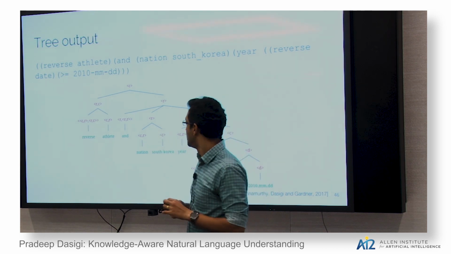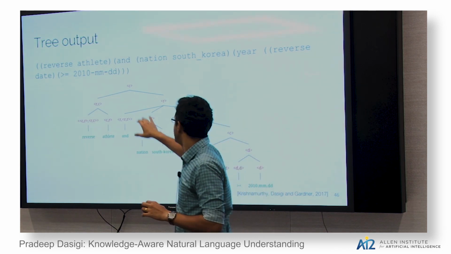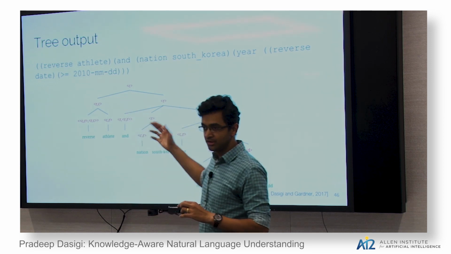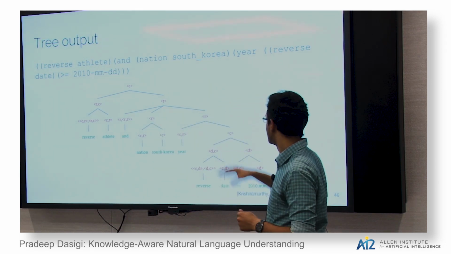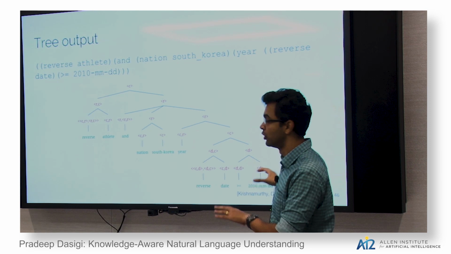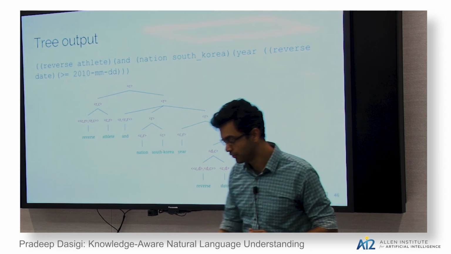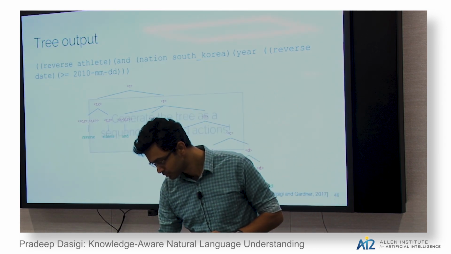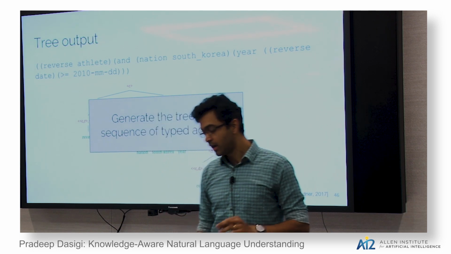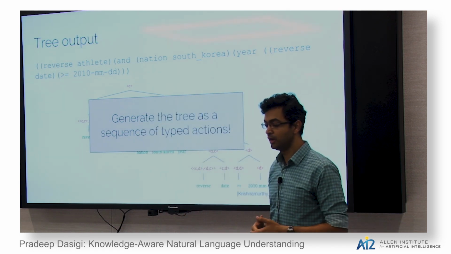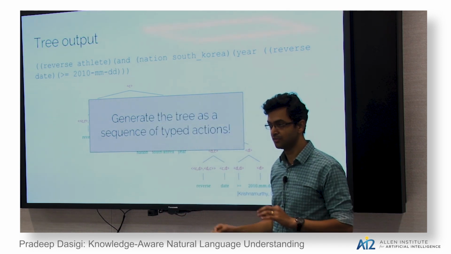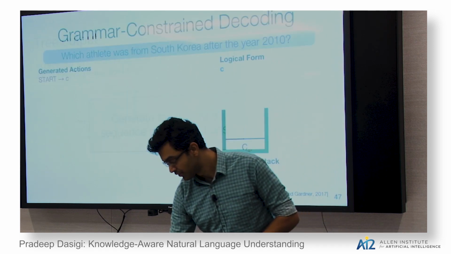elements is typed, and it can also be a basic type, which is again also typed. So given these types, we can generate a whole type tree as a logical form. Again, because we are using a decoder, we are trying to generate the whole tree as a sequence of typed actions. Let's see how that goes.